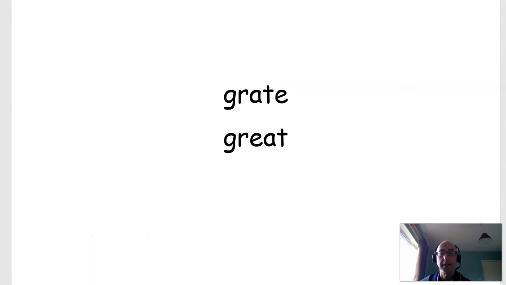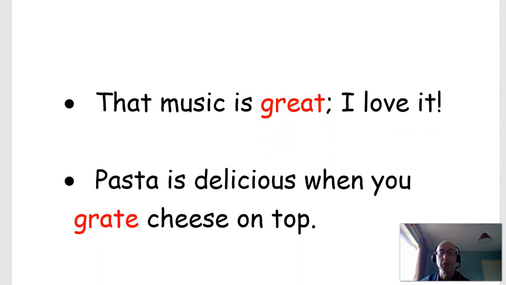Great and grate. That music is great. I love it. Again, an adjective. Pasta is delicious when you grate cheese on top. Grate cheese is a verb. You make cheese small and you put it on top of pizza or pasta.